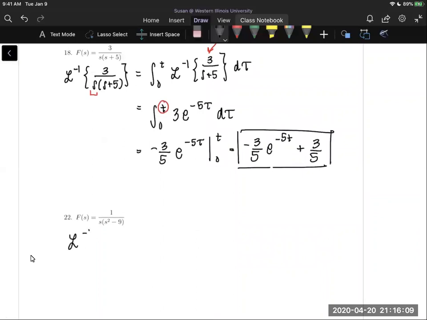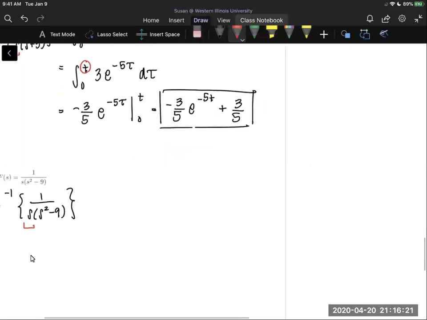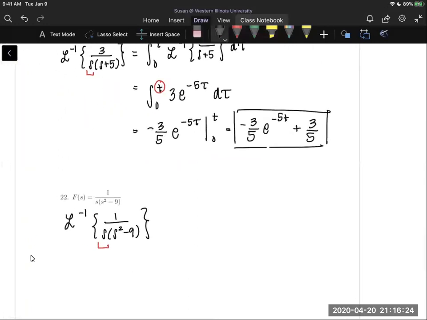So 22 is just another example that's very similar. We want to recover the inverse transform, and we have this undesirable factor of s right here. So let's use that theorem to drop that s. We pay for it with an integral from 0 to t, and we're going to integrate the inverse transform of that same thing, but without the extra factor of s on the bottom. And we want to integrate this with respect to tau. Now, I have an s squared minus k squared. This is where k equals 3.